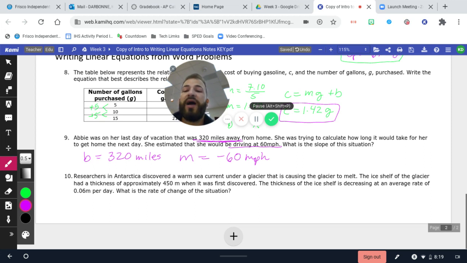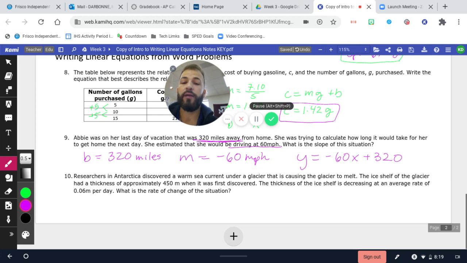So I have my slope, I have my y-intercept, so I just plug both into my equation. So y is equal to negative 60x plus 320. The hardest thing with word problems is understanding what's the y-intercept and what's the slope, and then understanding the value of each, if it's going to be a positive value or a negative value. It's just reading the situation and understanding what's going on. Okay, let's look at another one.